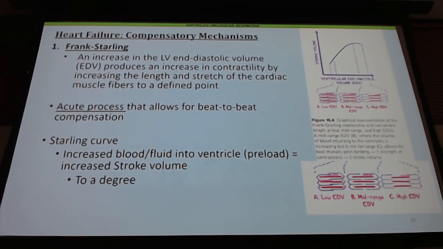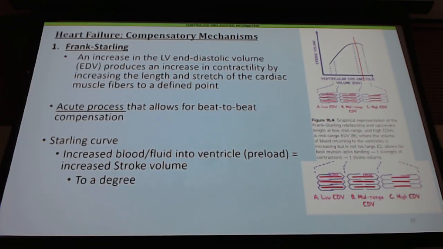I can adjust from beat to beat according to this. The problem is, I get to a point on Frank Starling where now my stroke volume actually starts to go down because I can't handle that additional volume anymore. So I start to lose that strength of contraction.